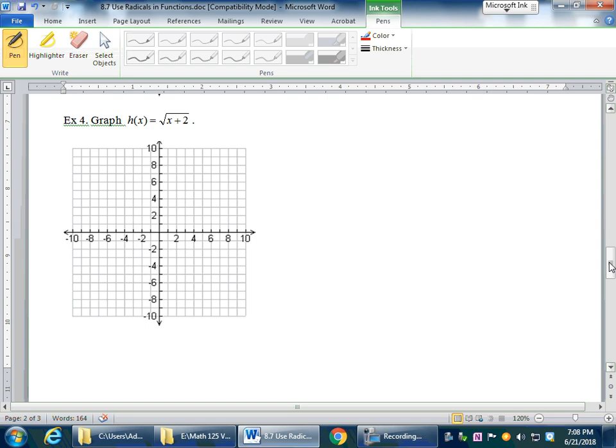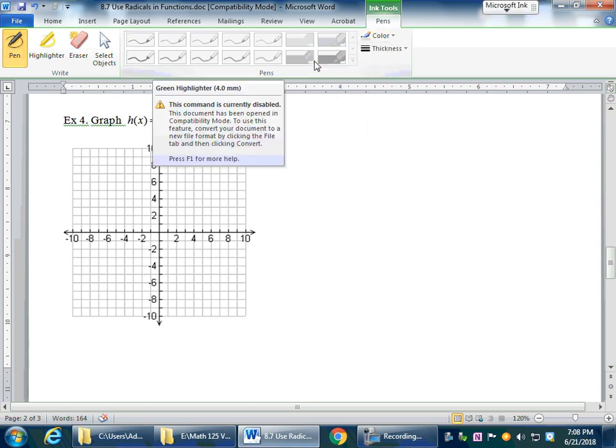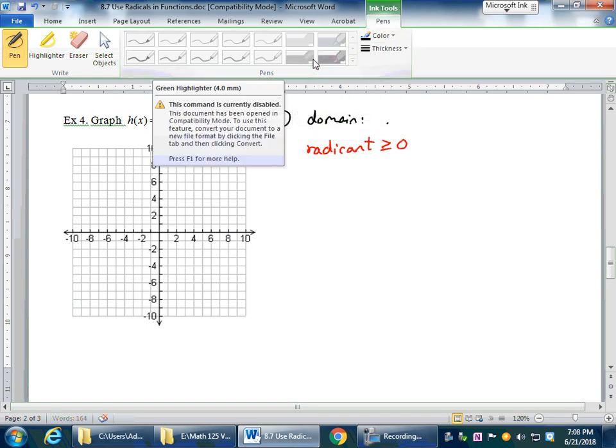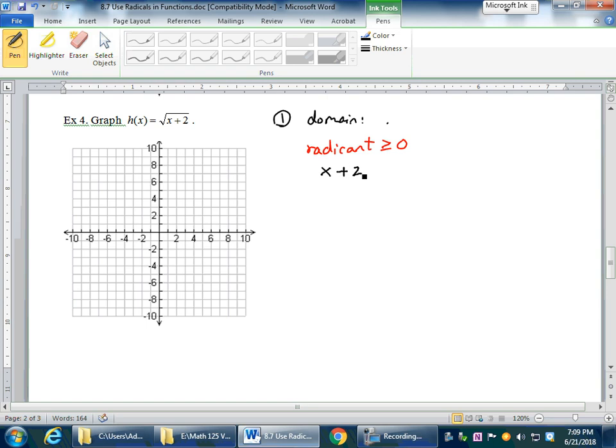So first we need to recognize what radical functions we are talking about. In this case, it is what? The even radical functions, square root. So for the square root, first we're going to find out the domain. The domain is basically the x values which make the radicand greater than or equal to 0. In this case, my radicand is x plus 2 greater than or equal to 0. So that tells me x is greater than or equal to -2. So my domain is from -2 to positive infinity.